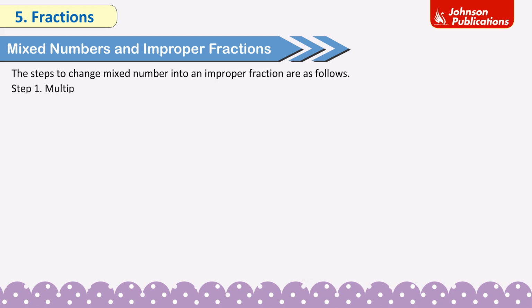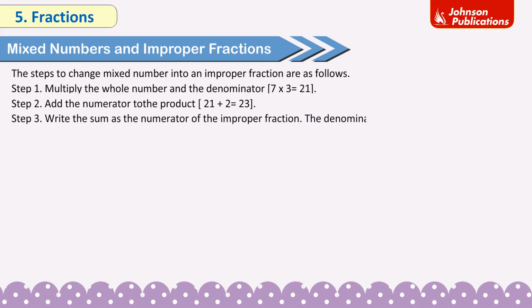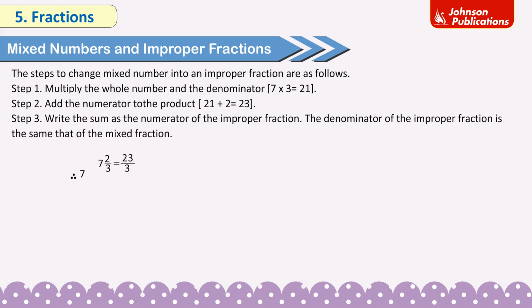Step 1. Multiply the whole number and the denominator. 7 multiplied by 3, which is equal to 21. Step 2. Add the numerator to the product. 21 plus 2, which is equal to 23. Step 3. Write the sum as the numerator of the improper fraction. The denominator of the improper fraction is the same as that of the mixed fraction. 7 and 2 by 3 is equal to 23 by 3.